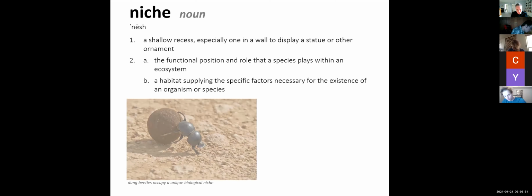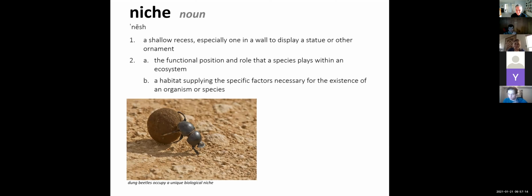If we look at an example, this is a dung beetle, an example of an organism that occupies a very specific niche in its ecosystem. Look how perfectly round they get those turd balls. Pretty impressive. They are little sculptors of turd.